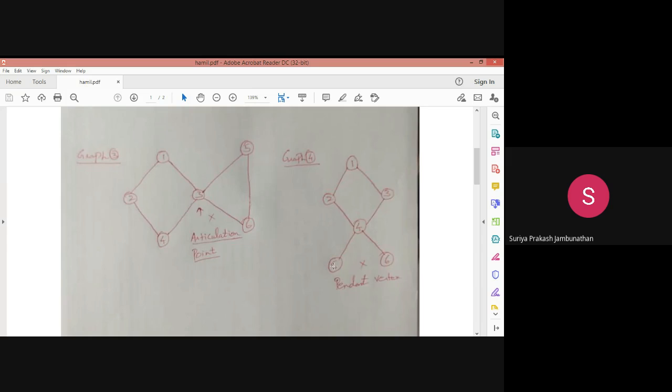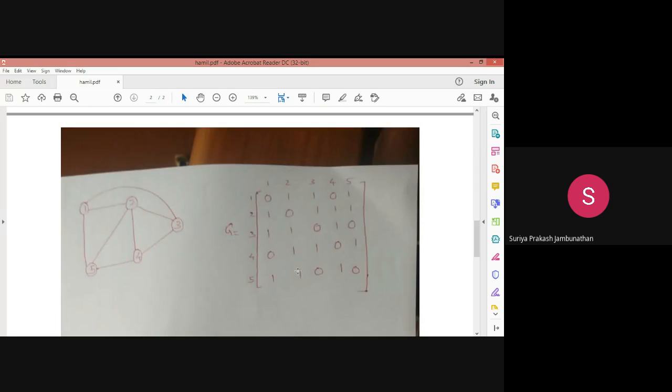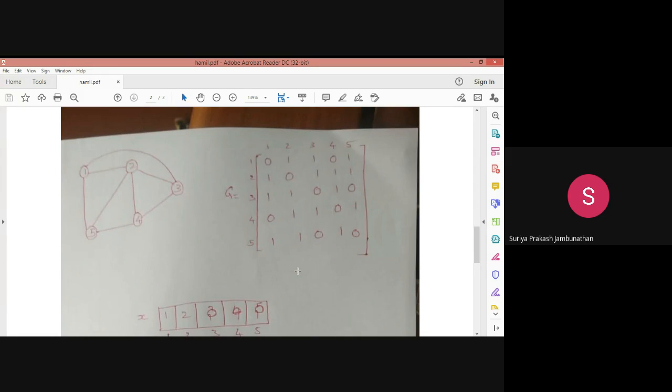So these two concepts you have to see. One is the articulation point, another one is the pendant vertex. If you have these two problems in your graph, you can decide that the particular graph will not form a Hamiltonian cycle. Next, we are moving to the particular problem.